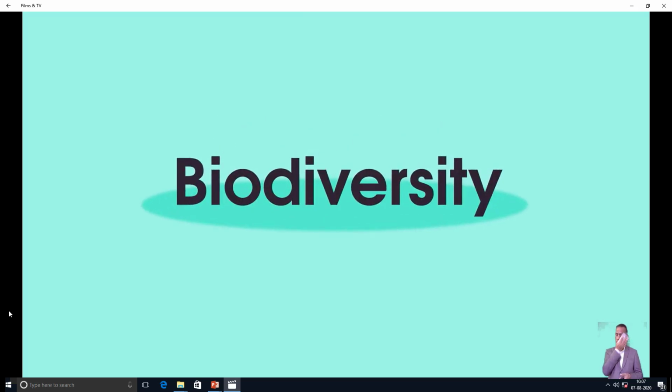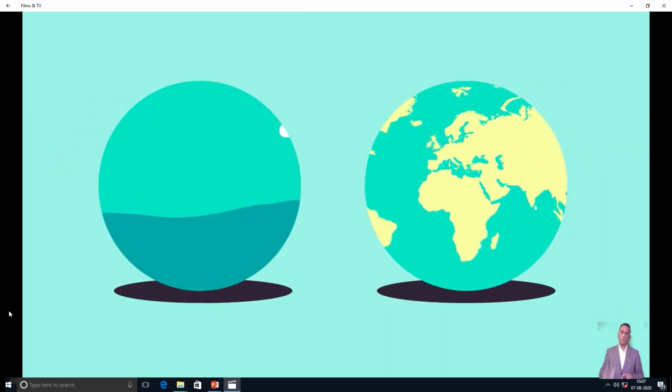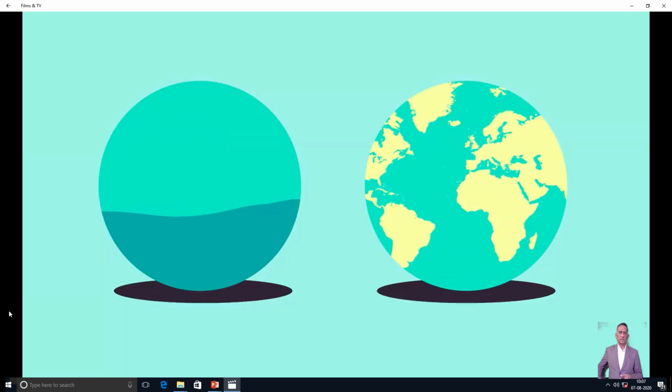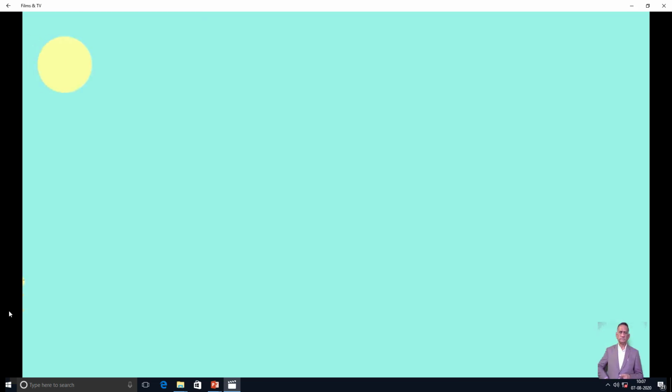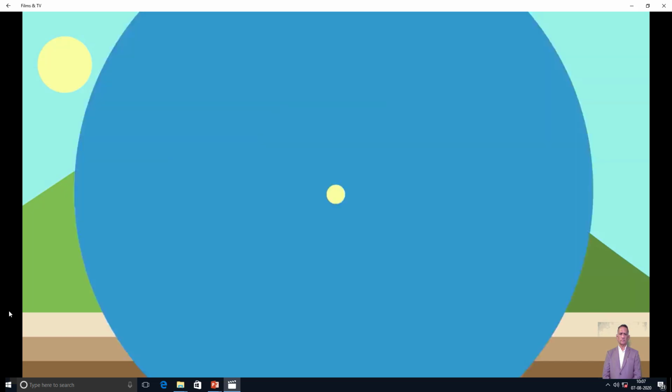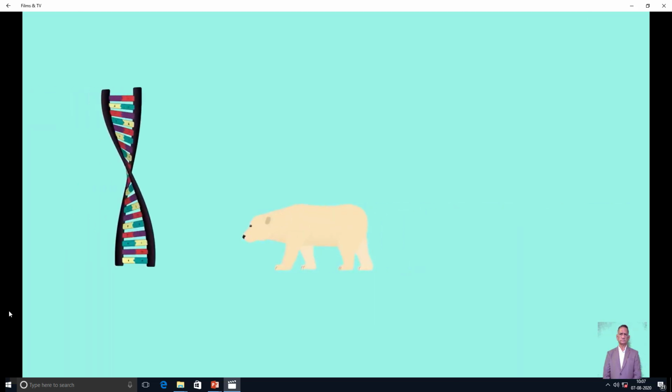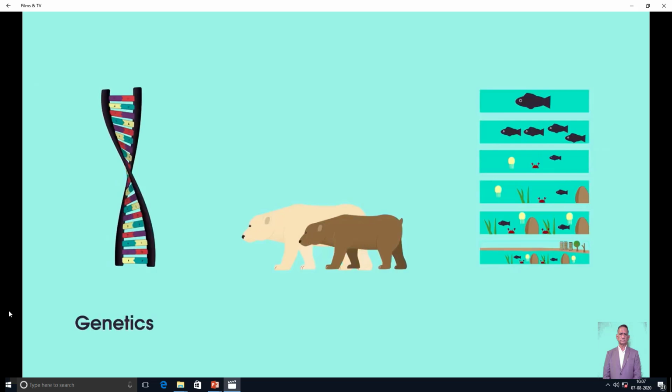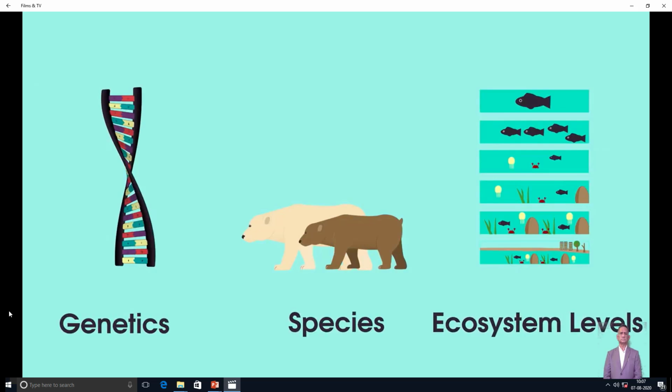Biodiversity is a key concept in ecology and has importance on both local and global scales. Biodiversity is the degree of variation of life, or, put more simply, the number of different individuals and life forms in an area. Scientists usually measure biodiversity on either genetic, species, or ecosystem levels.